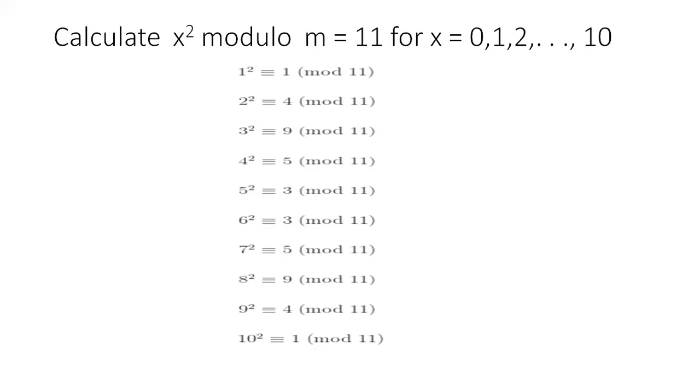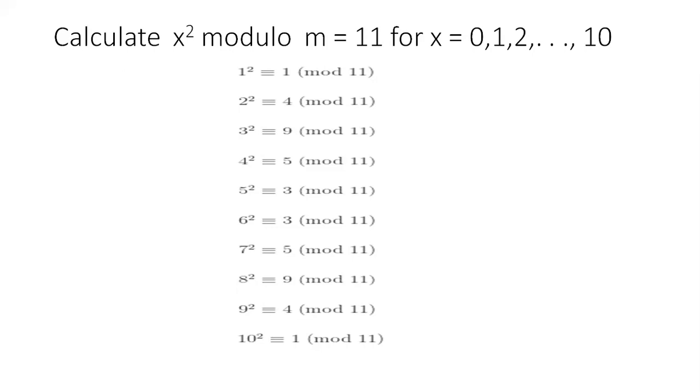Similarly, when x becomes 2, 2 square is 4, and when 4 is divided by 11, the remainder is 4. So 2 square is congruent to 4 mod 11. Next is 3. 3 square is 9, and 9 mod 11 is 9 only. So 3 square is congruent to 9 mod 11. Then 4 square is 16, and 16 modulo 11 is 5. So 4 square is congruent to 5 mod 11. Next number is 5. 5 square is 25, and 25 divided by 11 leaves the remainder 3. So 5 square is congruent to 3 mod 11.